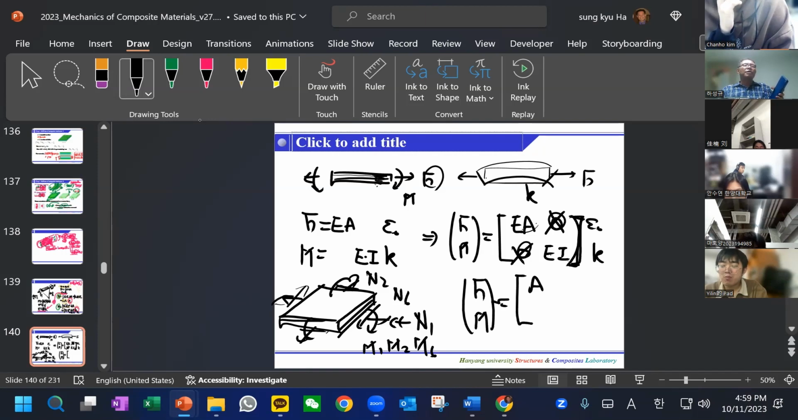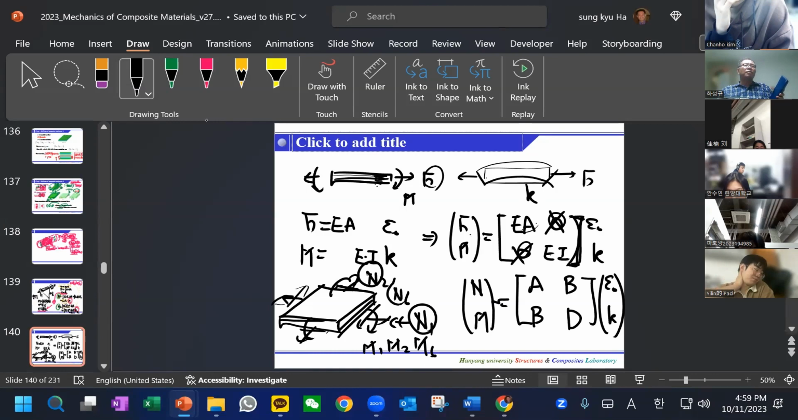Let's call this A, and this D, and this B, and there's always a symmetry in B, and this is the epsilon 0 and curvature. And now again, this F is not just one value. Instead of F, we are using N because of many reasons. This is a load per unit length. But N is not just one direction. We have this one and this one and this one. And moment is the same thing.